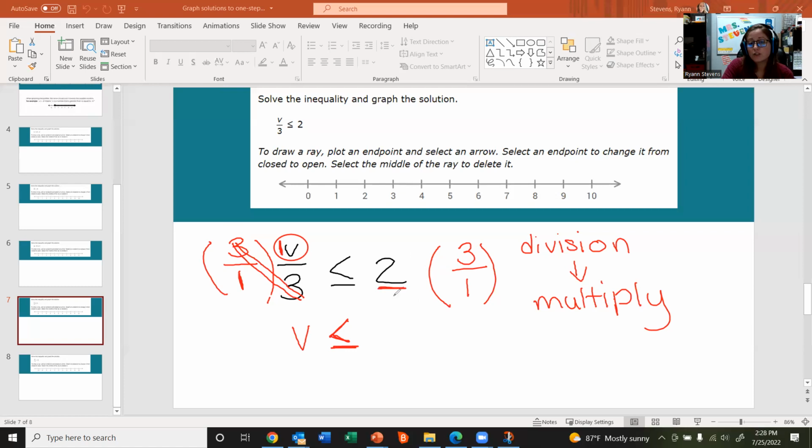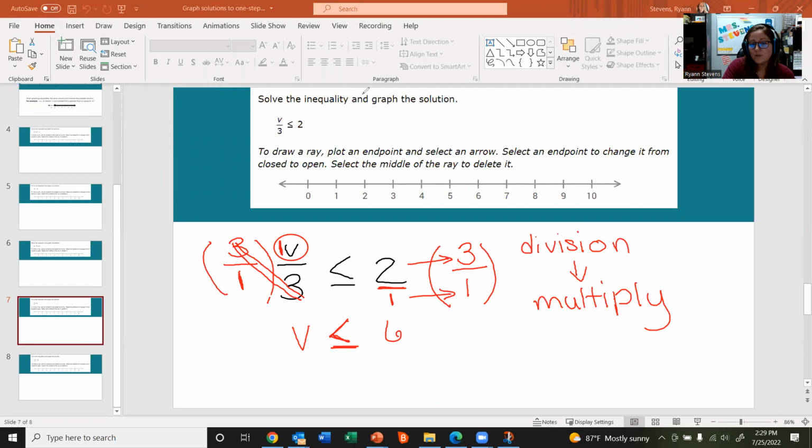This is actually written as 2/1 as well. You can write whole numbers over 1 as fractions. So we're just going to multiply these fractions straight across. 2 times 3 is 6. And we could say 6/1. But we know that 6/1 is the same thing as 6, so I would just leave this as v is less than or equal to 6.